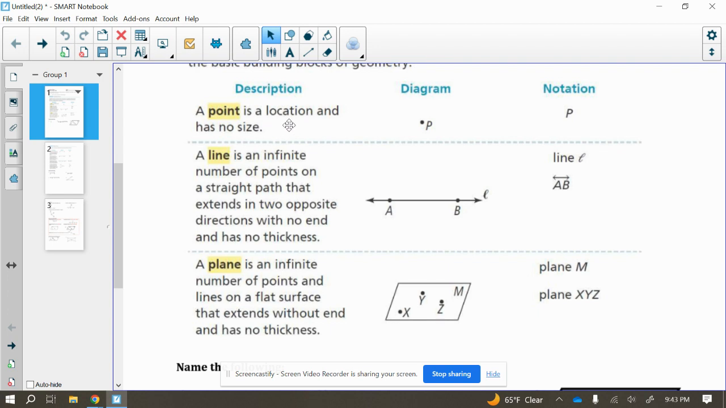Now, a point is a location and has no sides. It's represented with a dot, and we name it with a capital letter. In this case, this is point P. We also have then just the naming would just be that capital letter.